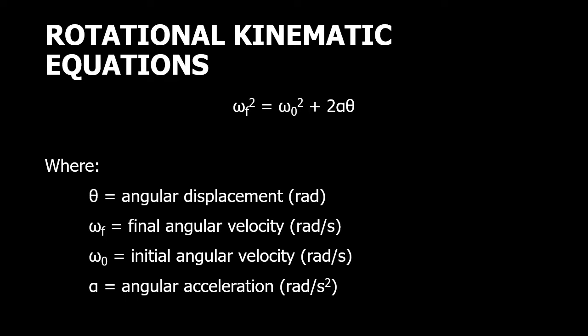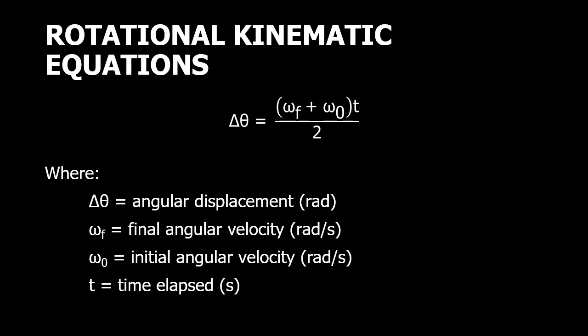Next, we have the square of the final angular velocity of a particle with constant angular acceleration is equal to the square of the initial angular velocity plus twice the product of angular acceleration and angular displacement. And lastly, we have the angular displacement of a particle with constant angular acceleration is equal to half the product of the combined initial and final angular velocities with time.